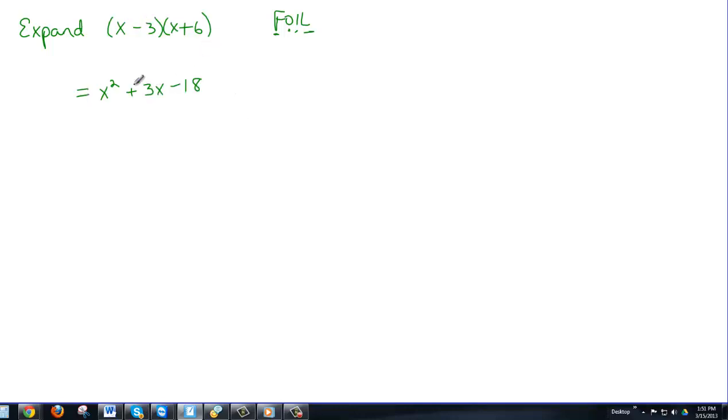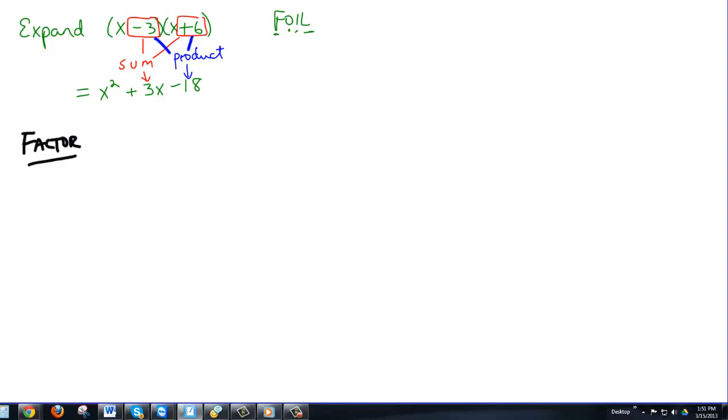Where did, for instance, the negative 3 or this positive 3 come from? If I take negative 3 and positive 6 and I find their sum, in other words, I add the two together, I get that 3. Where does the negative 18 come from? If I take those same two numbers and I find their product, I get negative 18.